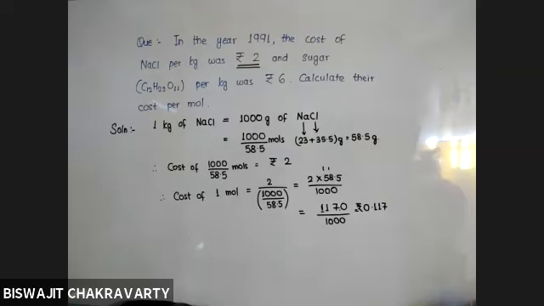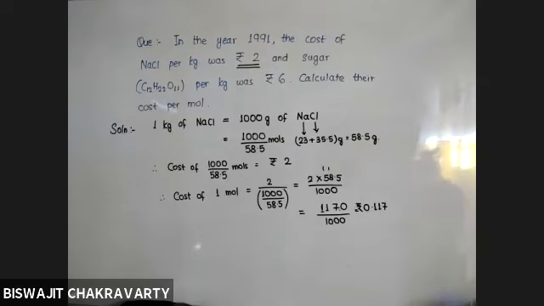Sir, I got 2.052 rupees. You got exactly the correct answer, beta. Now, those who are still doing, have you written 1 kg of sugar equal to 1000 gram of sugar? Yes, sir. And what did you divide 1000 by to get it converted into moles? 342.